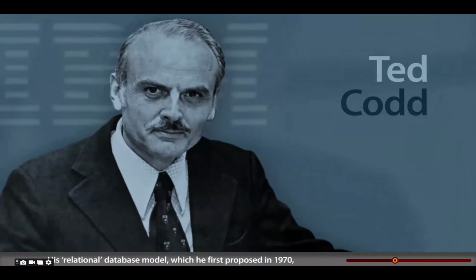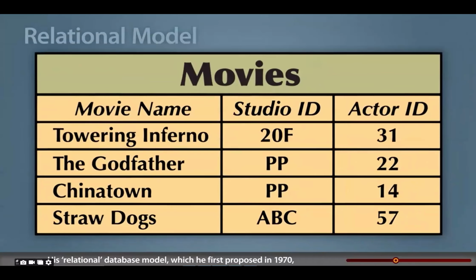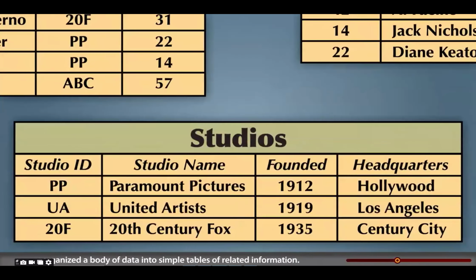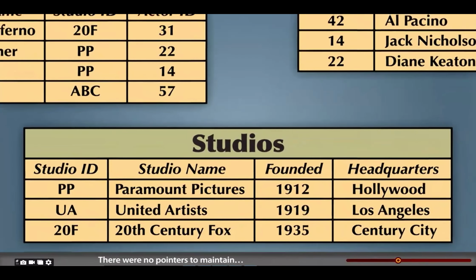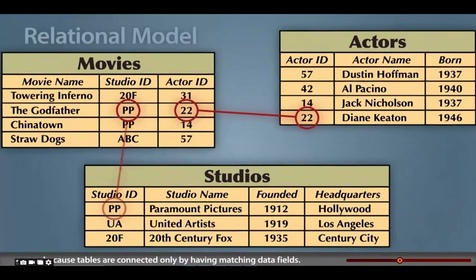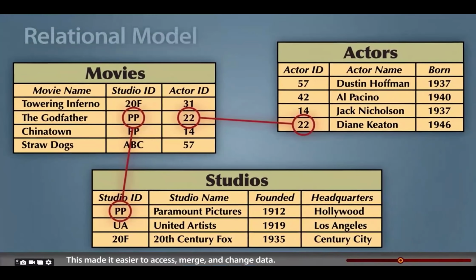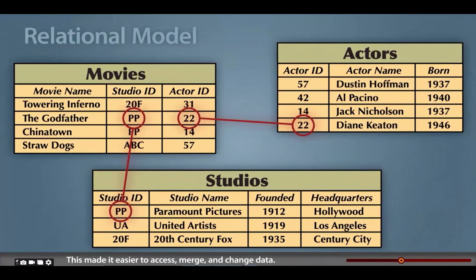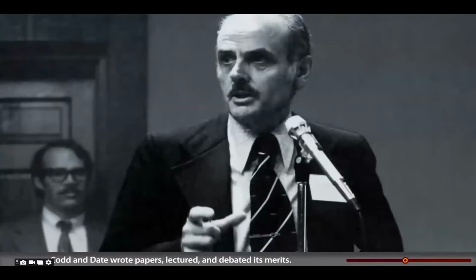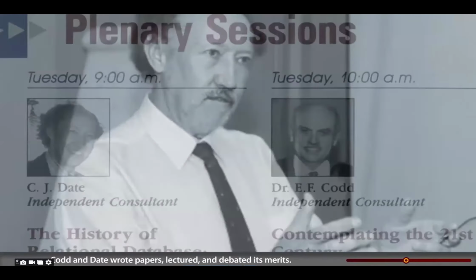His relational database model, which he first proposed in 1970, organized a body of data into simple tables of related information. There were no pointers to maintain because tables are connected only by having matching data fields. This made it easier to access, merge, and change data. C.J. Date, an IBM instructor and author, was convinced that the relational database was a better model. Codd and Date wrote papers, lectured, and debated its merits.